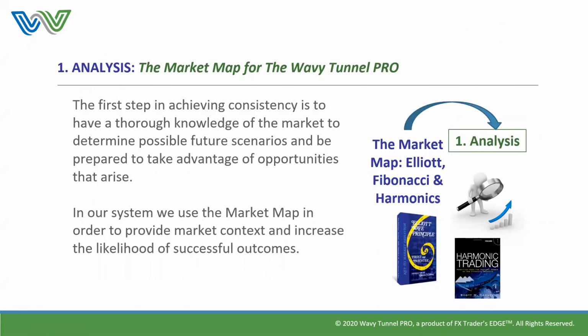The first step in achieving consistency is to have a thorough knowledge of the market to determine possible future scenarios and be prepared to take advantage of opportunities that arise. And that's your wave count. In our system, we use the market map in order to provide market context and increase the likelihood of successful outcomes. So these are the books that I recommend and that I have read many, many times for Elliott and Harmonics.